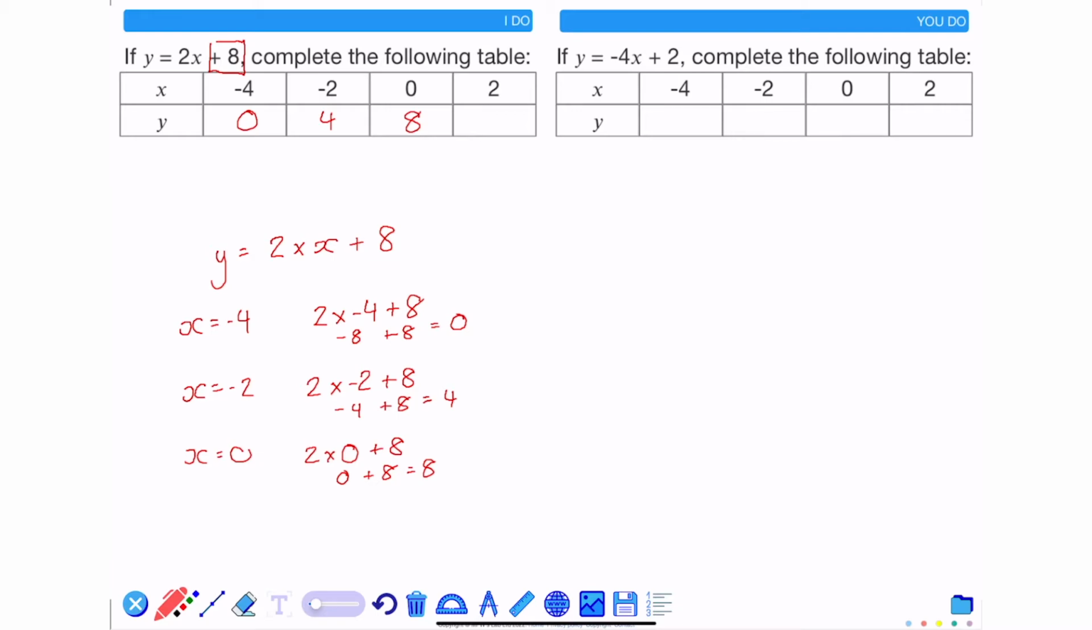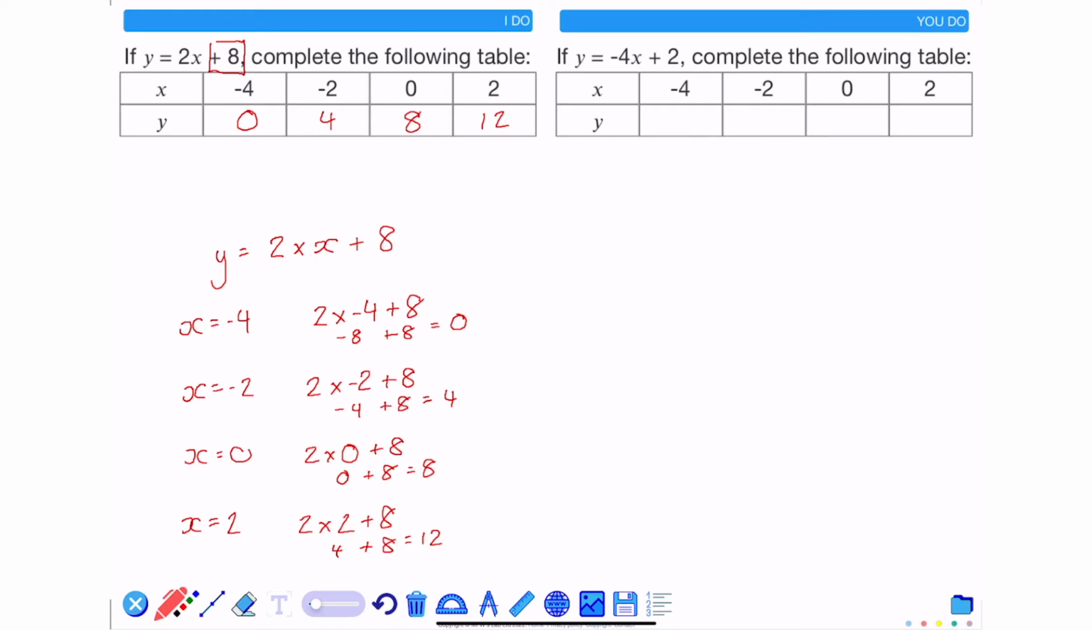The last and final point is when x is equal to 2. 2 times 2 add on 8 gives me 2 times 2 is 4, add on 8 is equal to 12. So my last coordinate pair is 2, 12. I've now created 4 coordinates that I could use to create the straight line.